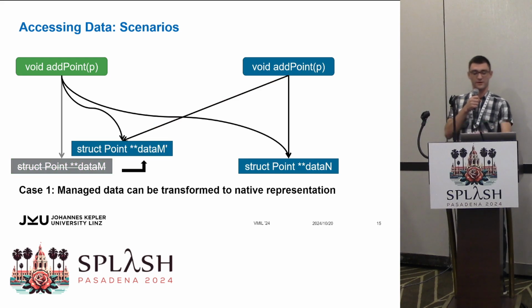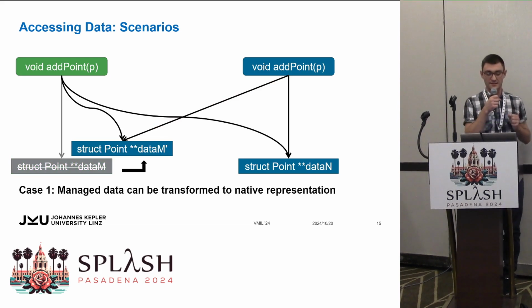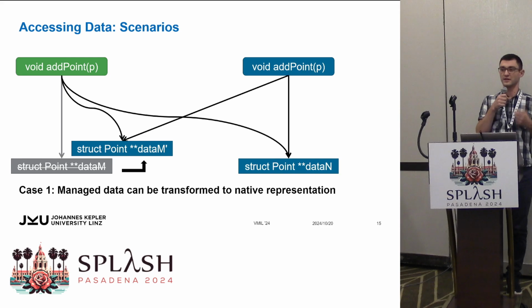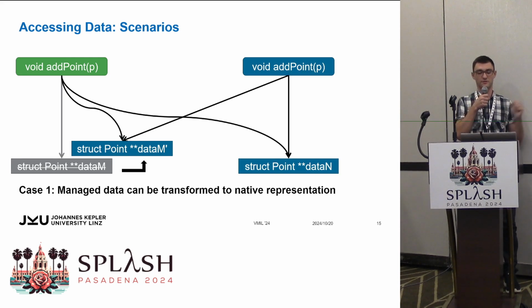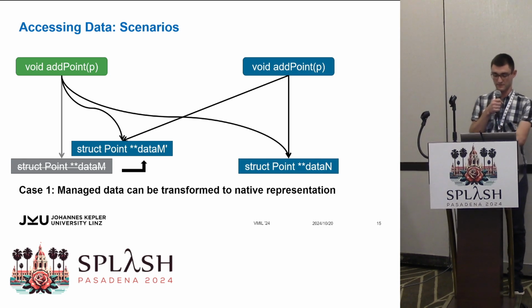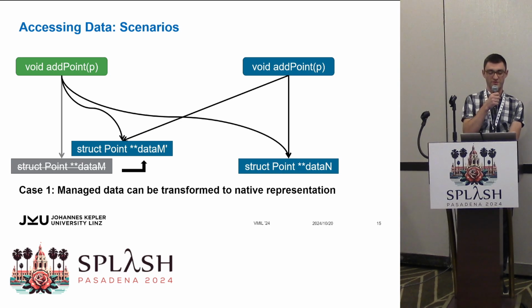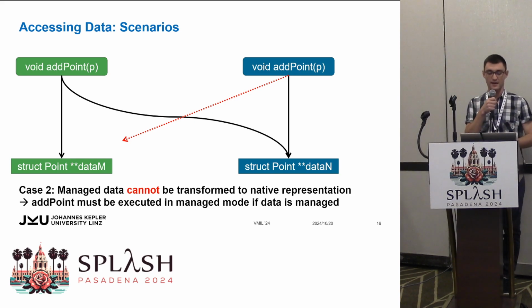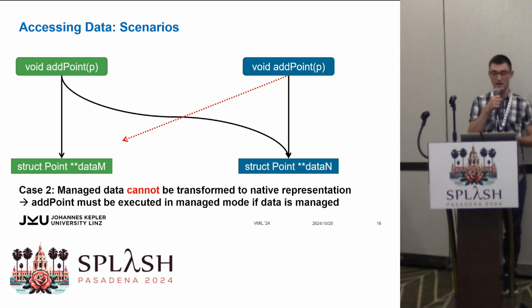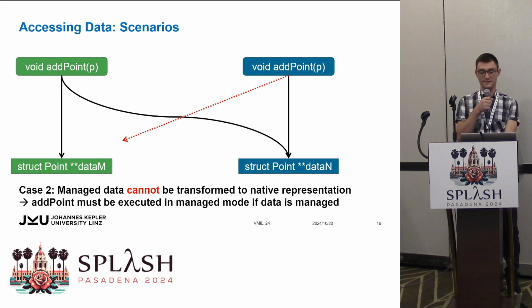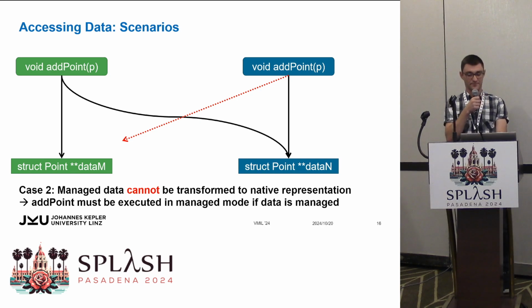But we have 2 different cases. In the easy case, for example, when it is a managed C struct, it can be easily converted to the native side, because the C code can also be compiled to the native side. Then it's no problem to access the data from both versions. However, in another scenario, which I will show on the next slide, it can be that the managed data cannot be converted to native representation. And then we have to execute the method that accesses this data also on the managed side.